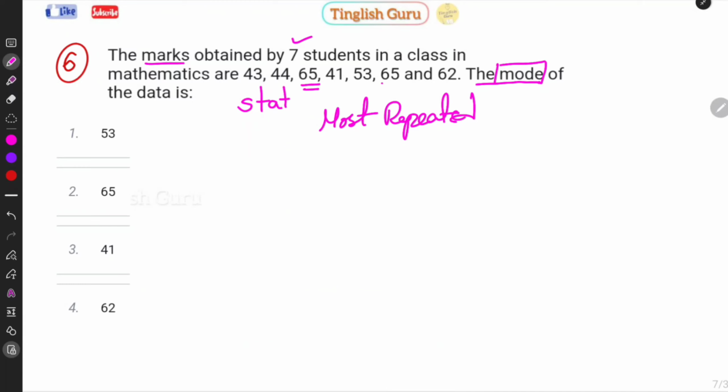65 is repeated 2 times and no other number is repeated. So our mode will be 65, as simple as that. So our option is the second option.